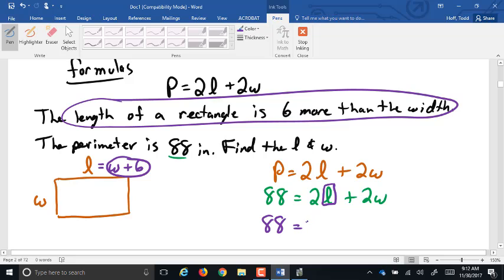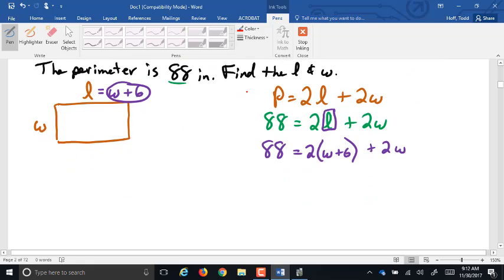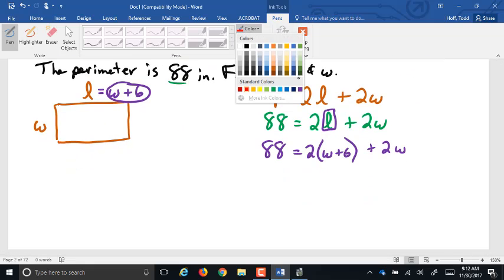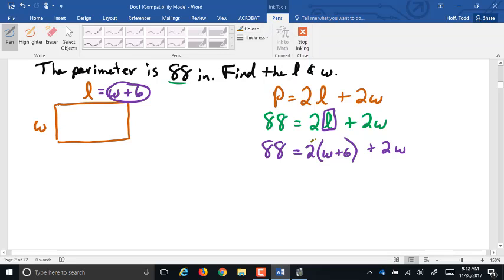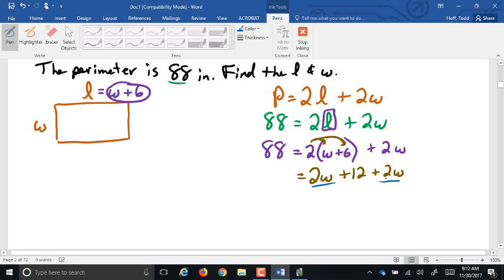So in this formula over here, I can replace L with W plus 6. So 88 equals, instead of 2 times L, it's 2 times W plus 6. Now I can solve this for W. I see parentheses, which should yell at me to do something there first. And I will. We got 2 times W is 2W. 2 times 6 is 12. And we still have the 2W over there. We'll stay on that right side. What can we combine there? 2W and 2W make 4W. So 4W plus 12.